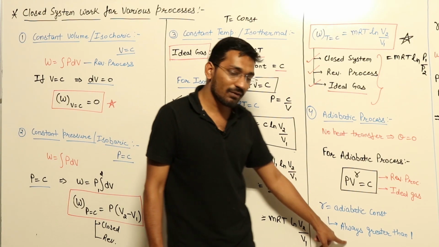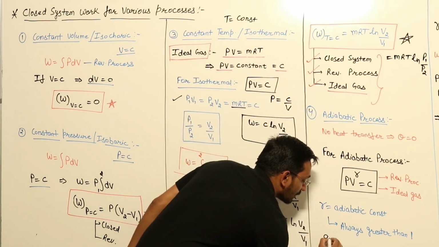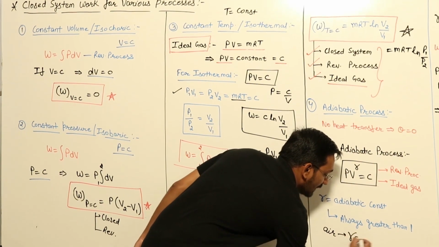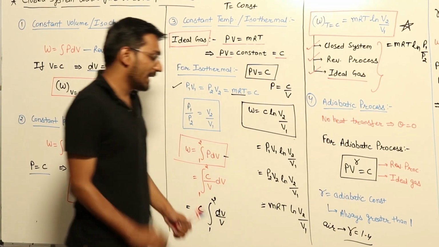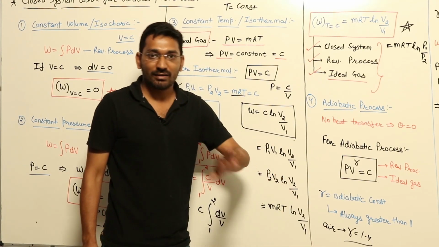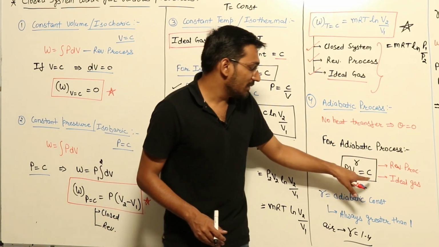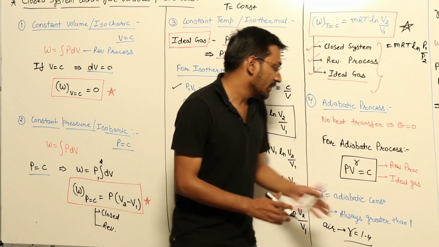and this gamma must always be greater than 1. This is always greater than 1, and for air this gamma will be equal to 1.4. You have to remember this value. For air gamma is equal to 1.4. So this PV raised to power gamma is equal to constant.